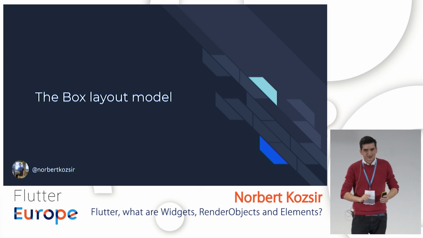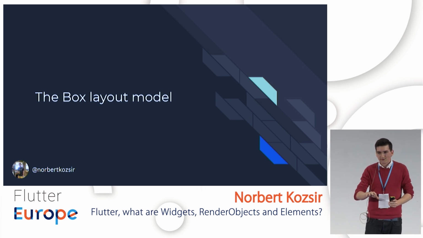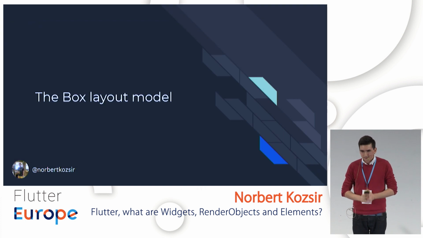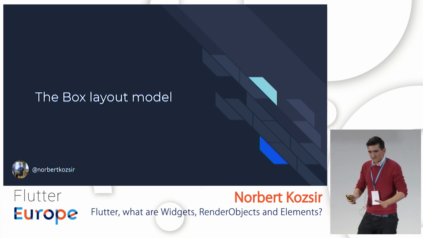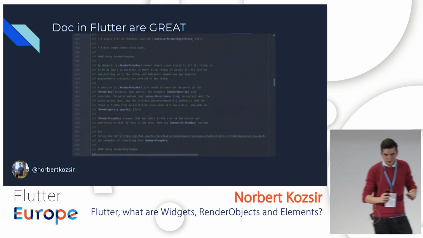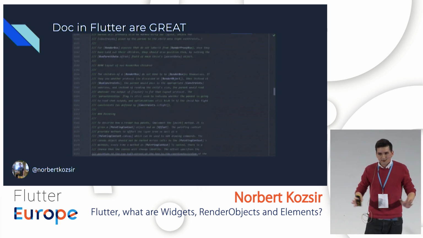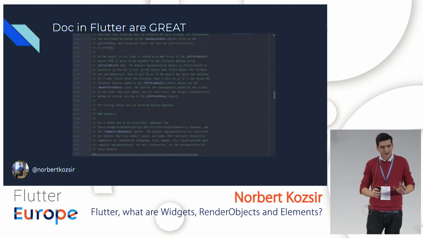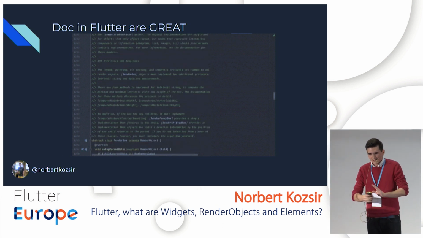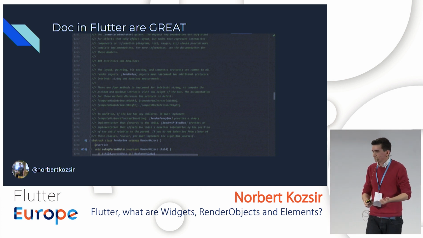The box layout model. Let's take a quick look at one of the most important things: the render objects, the layouting. That was the very first phase in the pipeline. Before going further, I just want to show that Flutter documentation is great. No joke, there's a lot of text in there, but without this documentation, it wouldn't be nearly as easy to understand what's going on. I sped through this at like 4x. It's just so much, and you really understand why they're doing it and how they're doing it.